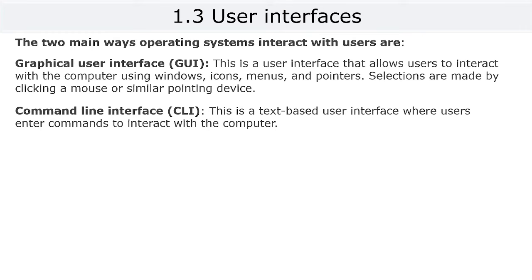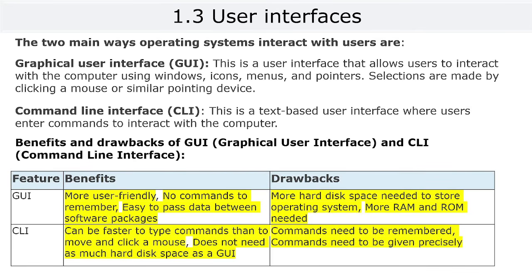So for you to be able to do anything on a command line or a text-based machine, you need to know the codes very well. Is that okay? So here we're looking at some benefits and drawbacks of the two. The graphic user interface is more user friendly compared to the command line. With the command line, you need to know a lot of codes in order to operate a computer, right?